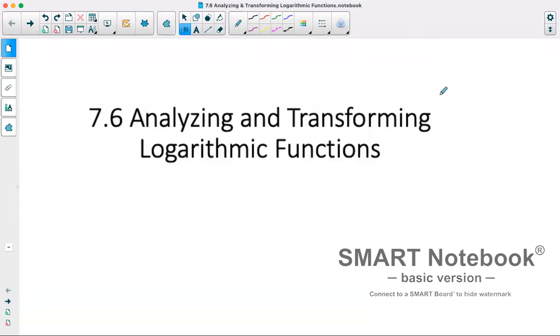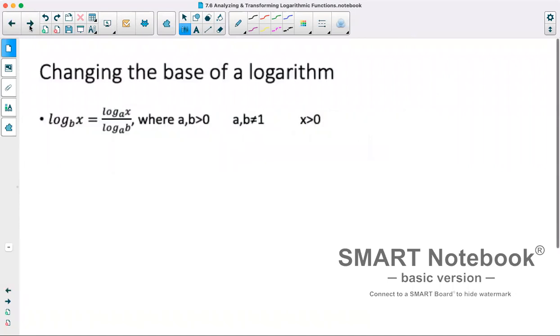Hi, today we are looking at section 7.6, which is analyzing and transforming logarithmic functions. So first thing we'll look at is changing the base of a logarithm.